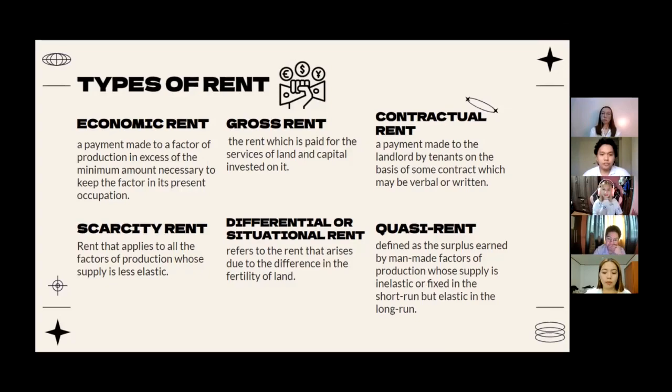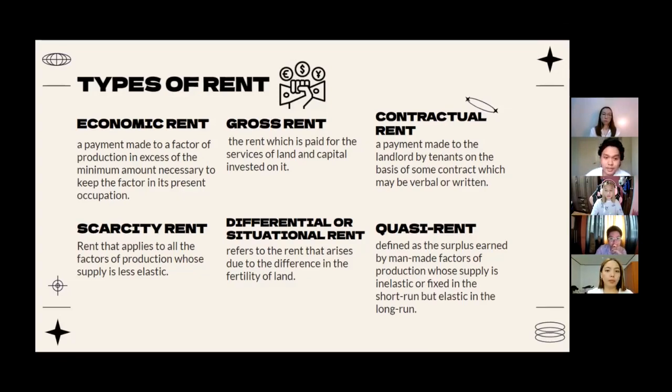Next, we have the differential or the situational rent. Here, it refers to the rent that arises due to differences in the fertility of land. This type of rent arises under extensive cultivation. So, if you are putting more capital on cultivating this piece of land, of course, this type of rent rises. The surplus enjoyed by more fertile land over the less fertile land is known as a differential rent.